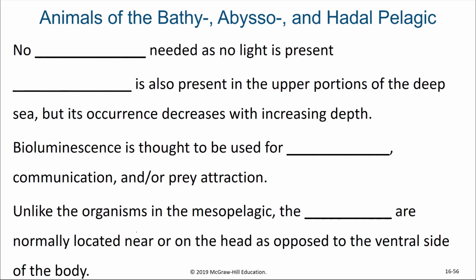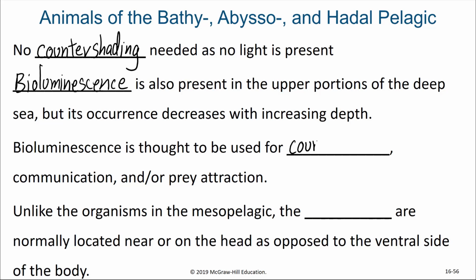For animals of the bathypelagic, abyssopelagic, and hadopelagic, no countershading is needed, as no light is present. Bioluminescence is also present in the upper portions of the deep sea, but its occurrence actually decreases with increasing depth. Bioluminescence is thought to be used for courtship, communication, and/or to attract prey.